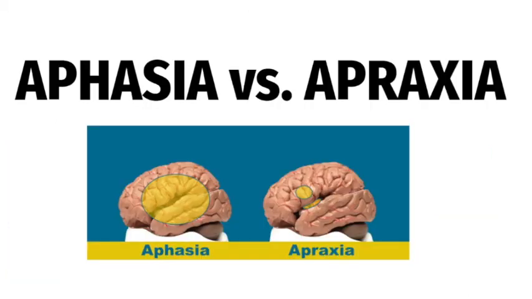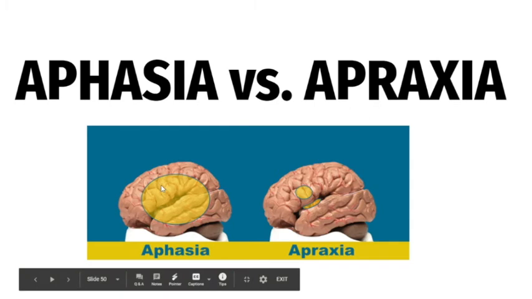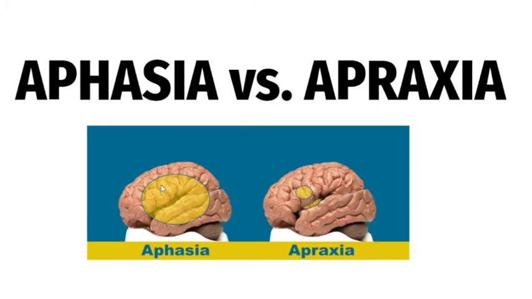So for the differentiation of aphasia versus apraxia, aphasia affects the language production or processing center of the brain, while apraxia results from the dysfunction of the cerebral hemisphere of the brain, specifically the parietal lobe.